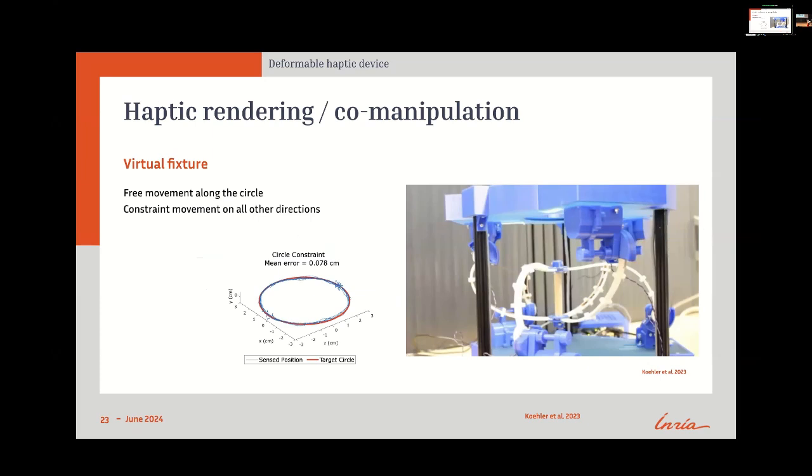Two examples where we have used these two. So here the thing we want to simulate is just a circle. So basically, when the user is moving away, the haptic will try to put you back on the circle.